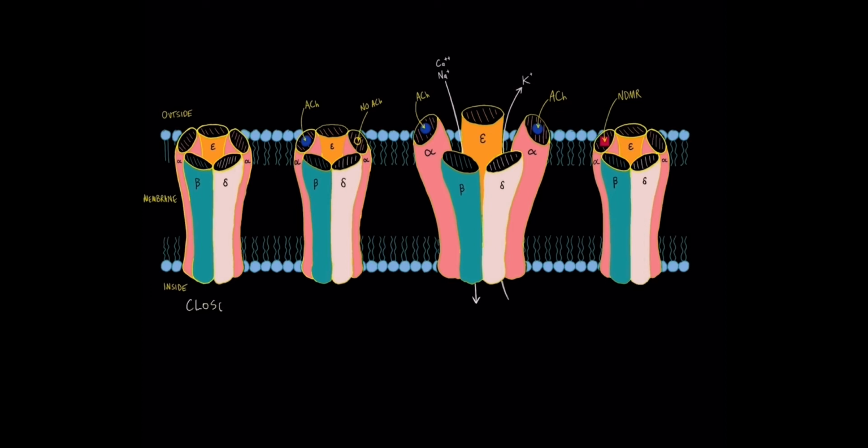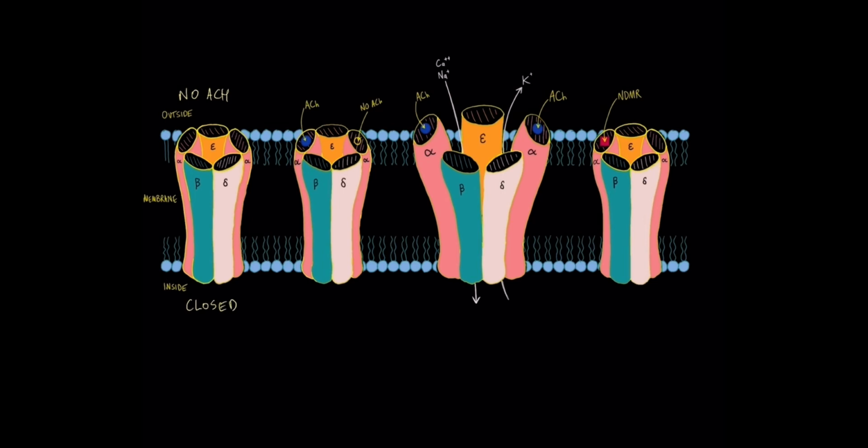So we'll just write closed down here. And the reason it's closed is because there's no acetylcholine binding to the acetylcholine binding sites. So it stays in its closed conformation. The five protein ring stays tightly bound to itself, and there's no channel there for ions to flow down, because there's no acetylcholine binding to the binding sites.